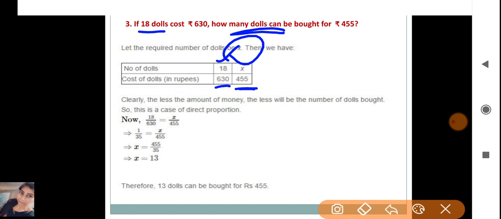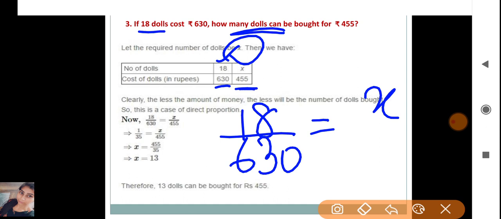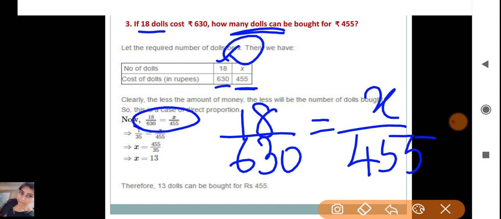Now just consider one thing. The more dolls he buys, the more cost he is supposed to pay. If the number of dolls is less, then the less money he is supposed to pay. So that means they are directly proportional to each other, because when the number is increasing, the cost is increasing, and if the number is decreasing, the cost is also decreasing. So we can see that 18 by 630 will be equal to x by 455, as you can see in this slide. Now we need to find out the value of x.